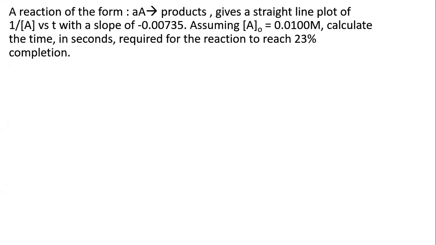So here we have an example of an integrated rate law problem. We have this reaction: some reactant gives products, gives a straight line plot of 1 over A versus T with a positive slope of 0.00735. Assuming that A naught is 0.01, calculate the time in seconds required for the reaction to reach 23% completion.